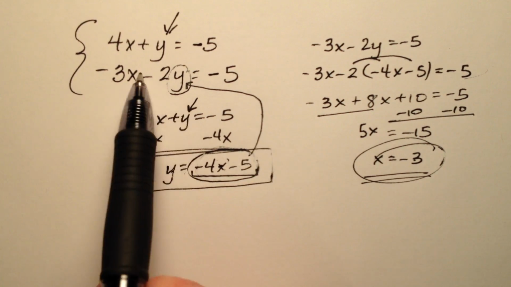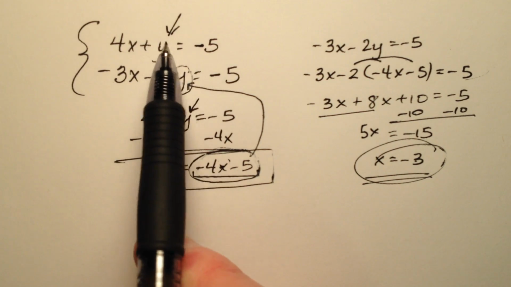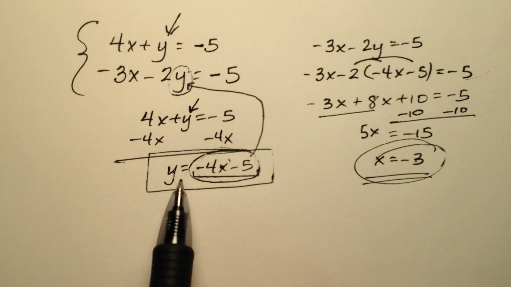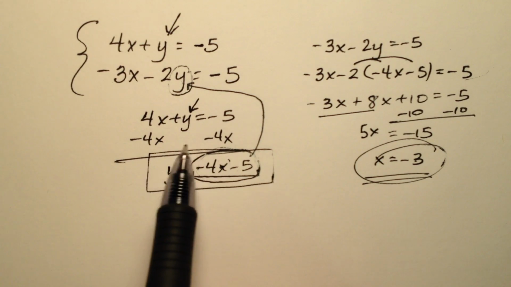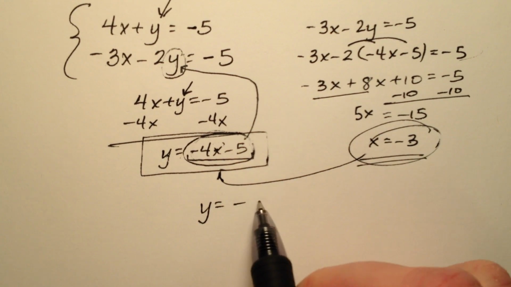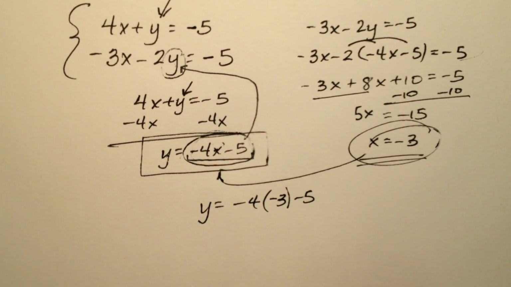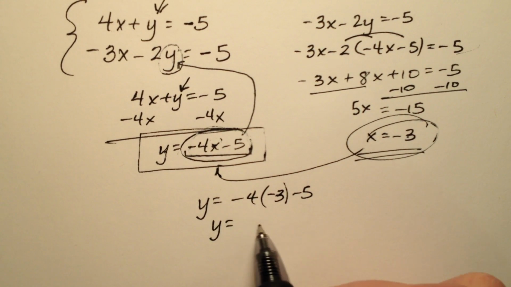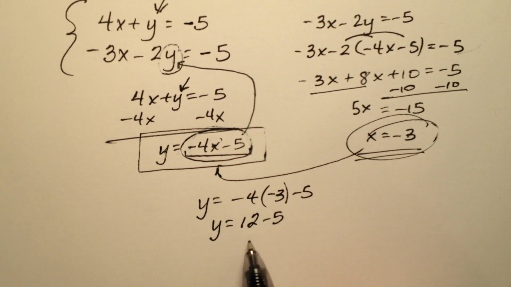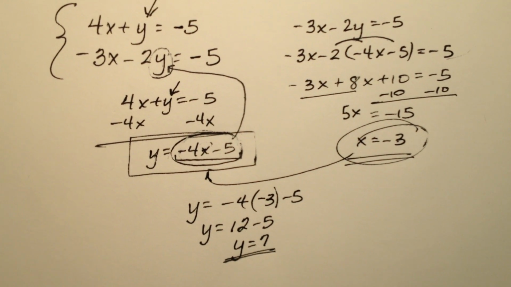If I was to plug in x in either of these equations, I would have to do some work again to solve for y. But the work's already been done, so I'm going to plug it in right here. So y equals -4 times x, and x is -3, minus 5. So y equals 12 minus 5, and y equals 7.